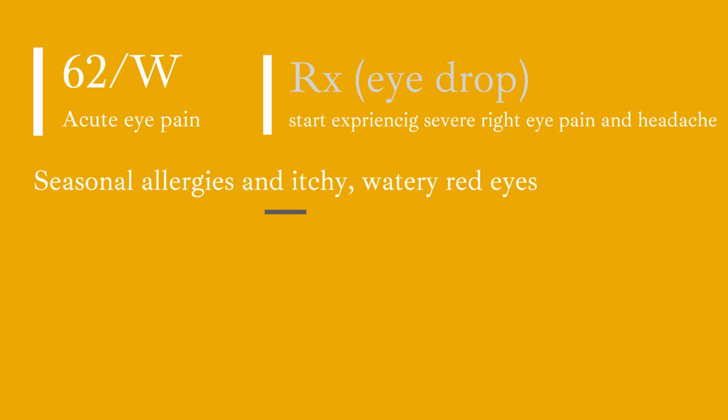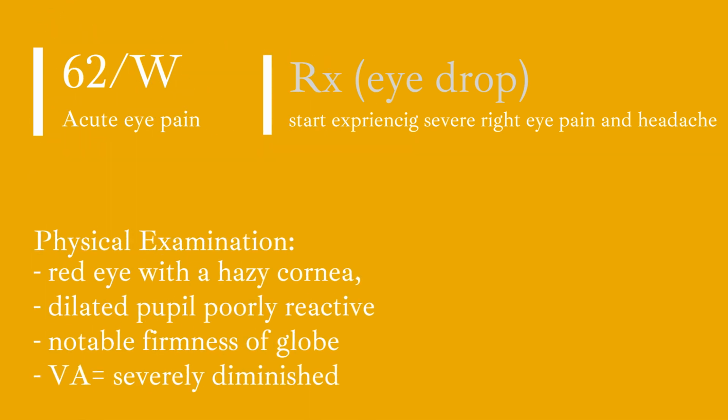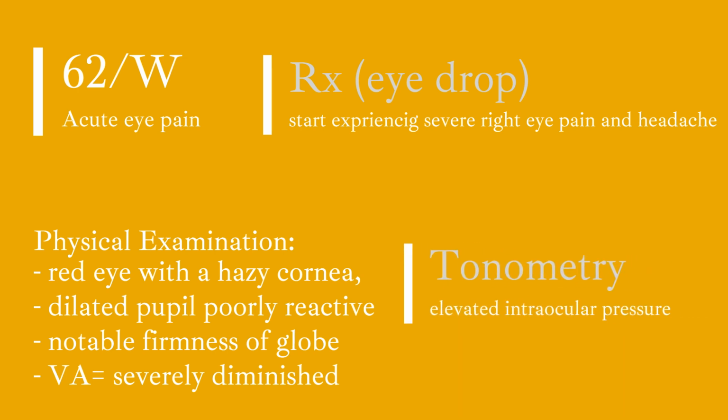eye pain and headache. On examination, the right eye appears red with a hazy cornea and dilated pupil that responds poorly to light. Palpation of the globes reveals notable firmness on the right compared to the left. Visual acuity in the affected eye is severely diminished. Tonometry reveals elevated intraocular pressure.